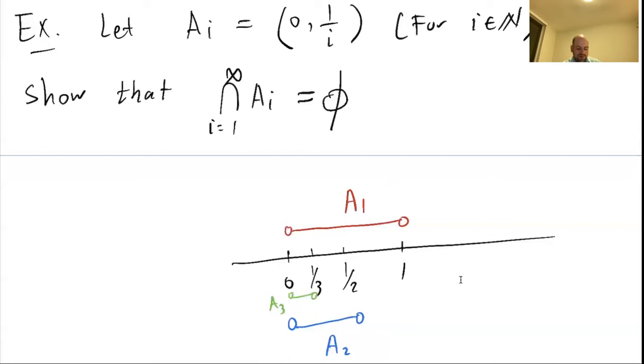I want to show that this intersection is empty. Well, what happens if it's not? So suppose that the intersection of Ai, i from 1 to infinity, is not equal to the empty set. But if it's not the empty set, then it will have at least one element, right? So then there exists x inside the intersection.